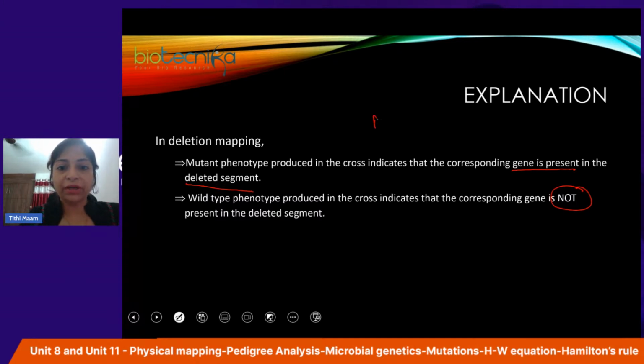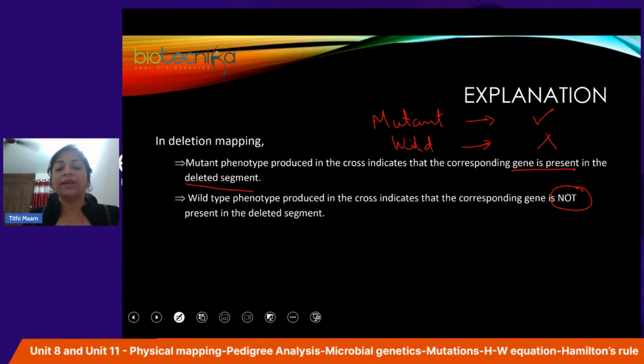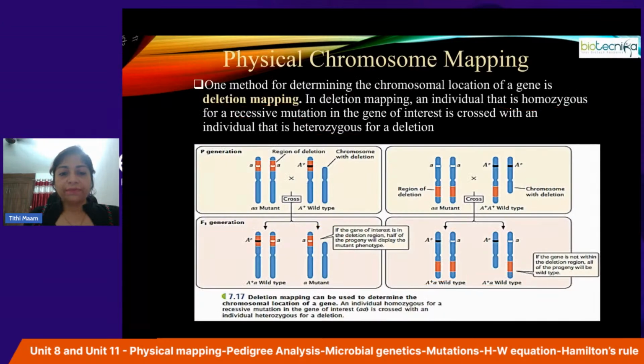So mutant phenotype means it is present in the deleted segment. Wild type phenotype, if it is produced, means it is not present in the deleted segment. Now going back to our question.